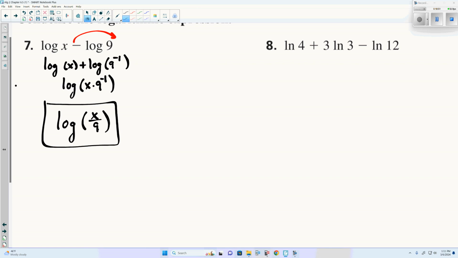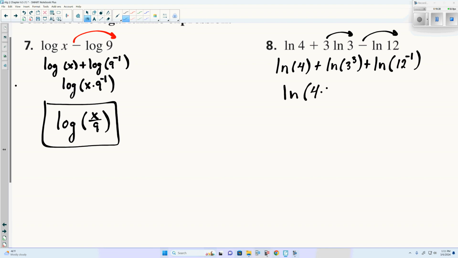Number 8, natural log of 4 plus 3 natural log of 3 minus the natural log of 12. So condensing, we use the power property first. It'll still be ln of 4 plus ln of 3 to the third, plus ln of 12 to the negative 1, because we bring the negative to the top, and we bring our 3 to the top, our exponents. Now we have 3 things being multiplied together, yes?